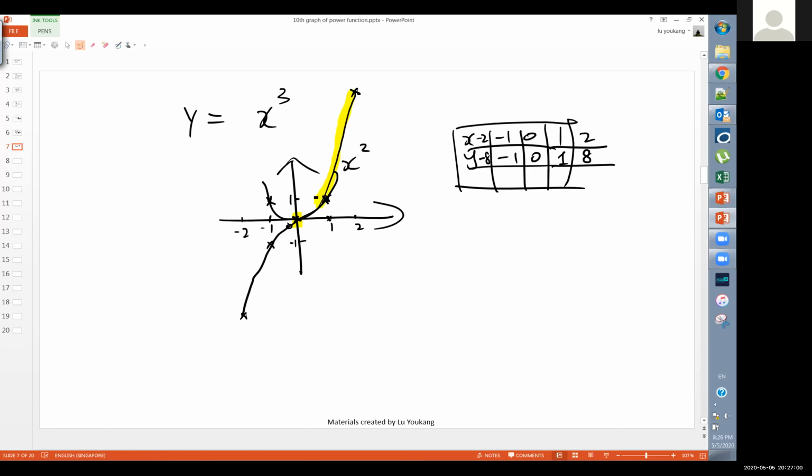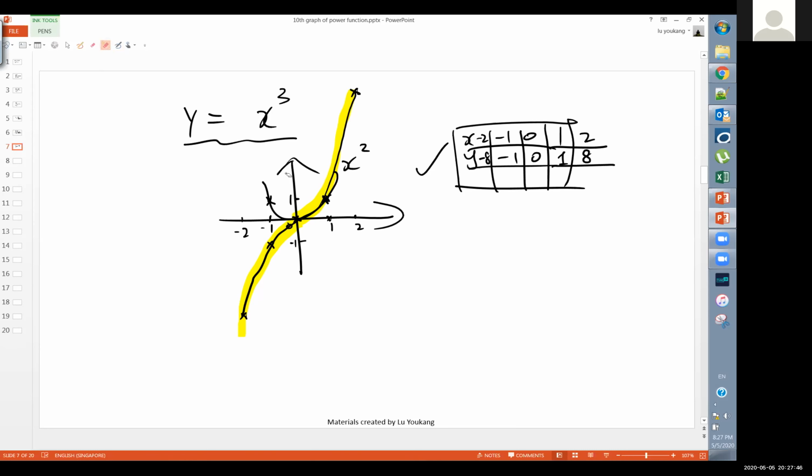If it's negative, then it's the other way. What I'm trying to say is this is the general graph of x to the power 3. So how do I get this? By establishing a table. Of course, your teacher might ask you to memorize the shape, which I don't recommend, because you memorize, you forget. I want you to know how to graph it on the spot. You might take a bit of time, but definitely you will not forget.